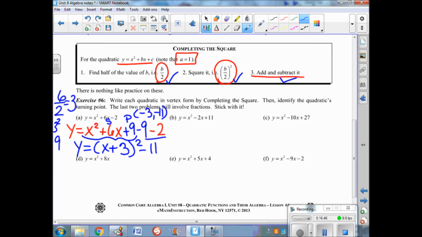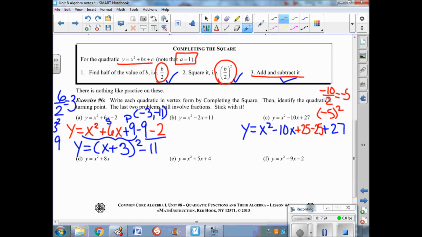Okay, you're going to do B on your own. Let's try C. Okay, you ready? So let's rewrite it and shove that constant over to the end because we need to put it in vertex form. So start your recipe. Take half of B, which is negative 5. And what's it say to do to negative 5? It says square it. Negative 5 squared is 25. So you're going to add 25 and subtract 25.